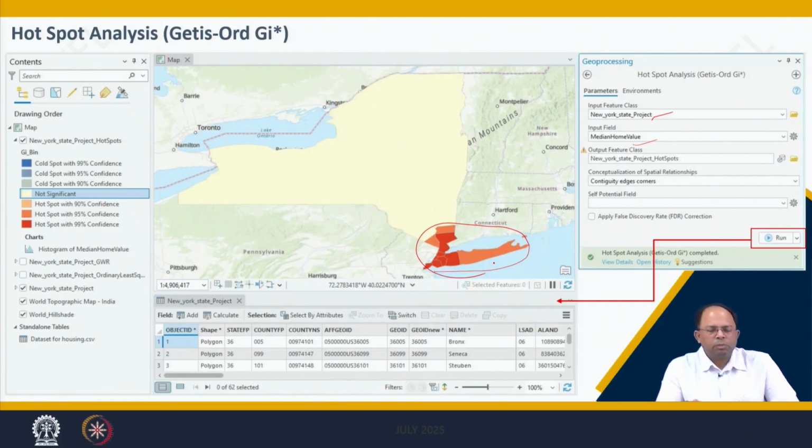We didn't find any cold spot in this particular map, but we did find very intense hotspots with 99% confidence, and then there are orange spots where we can also say the confidence is high, but these are also some form of hotspot. You can see that we are giving an output feature class as well over here, and we have considered contiguity edges corners instead of KNN, K nearest neighbors, or so on. Once we run, we get the values of this particular Getis-Ord Gi star, and the value is also illustrated here.